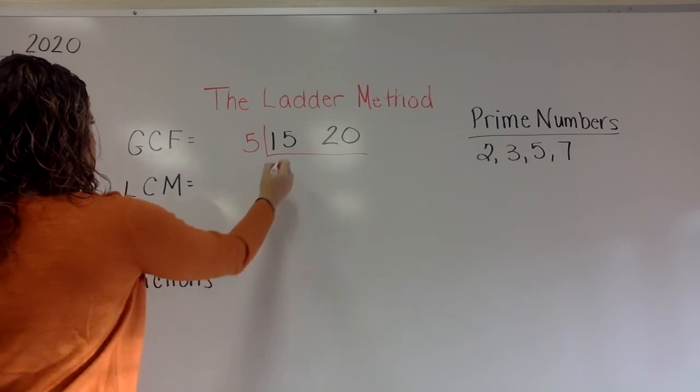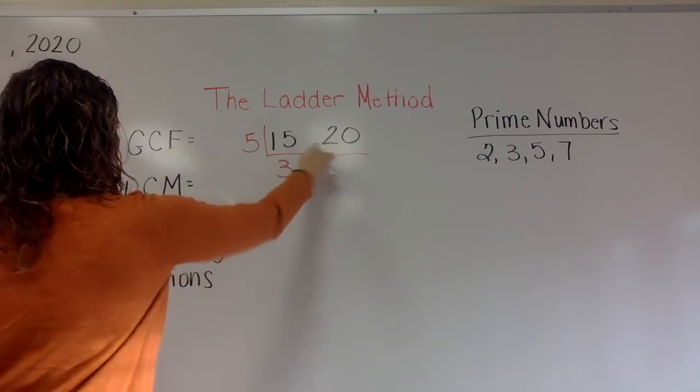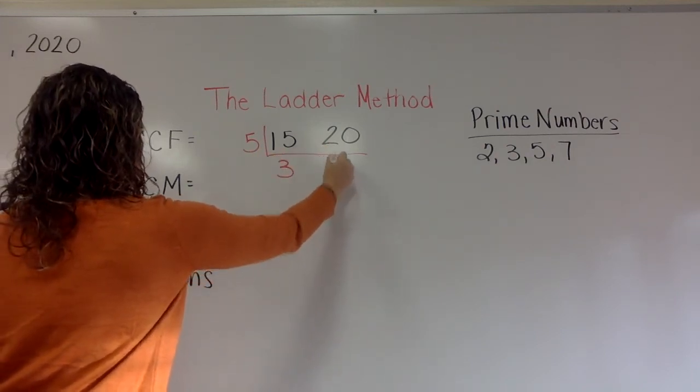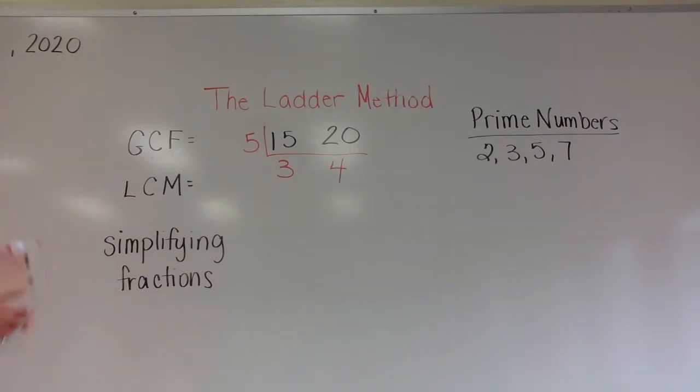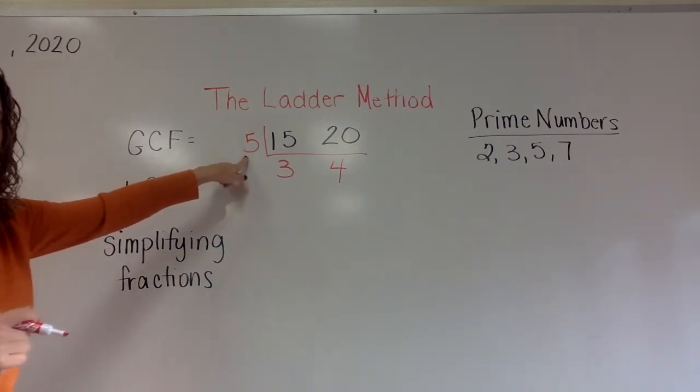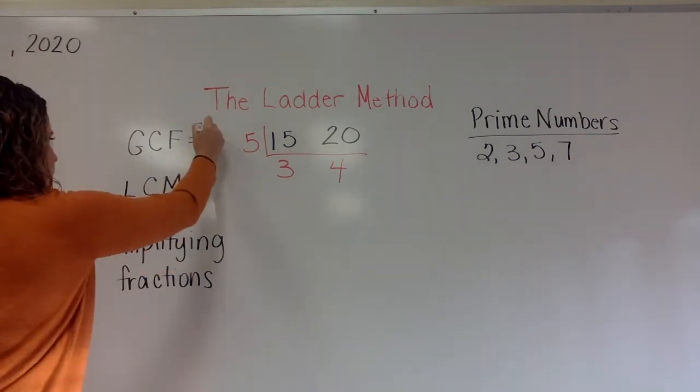15 divided by 5 is 3. 20 divided by 5 is 4. In this case, there is not another prime number that will divide into 3 and 4, so I'm done. So my GCF in this case is just the number on the side, which is 5.